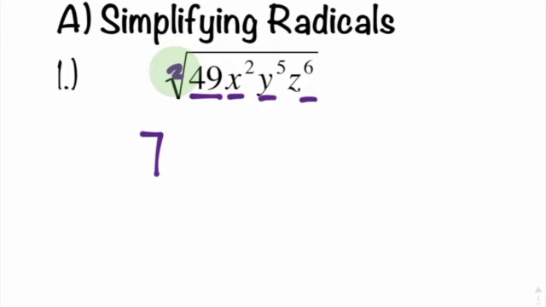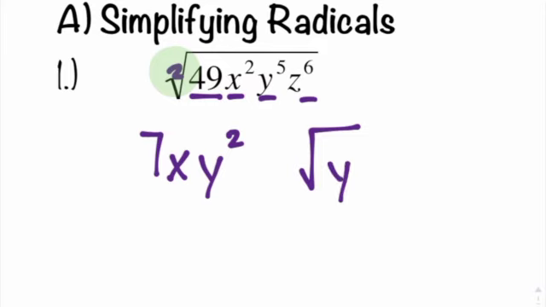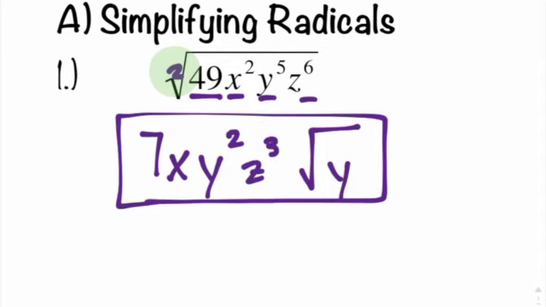Y's, being that the exponent is 5, how many groups of 2 are there? Well, 2 groups of y's can come out, but there is one left over because it's an odd number. It's 5. There is one left over, so we leave that in the radical. With z's, because it's 6, how many groups of 2 can I take out? It would be 3. And that would be simplifying a radical that involved numbers and variables.